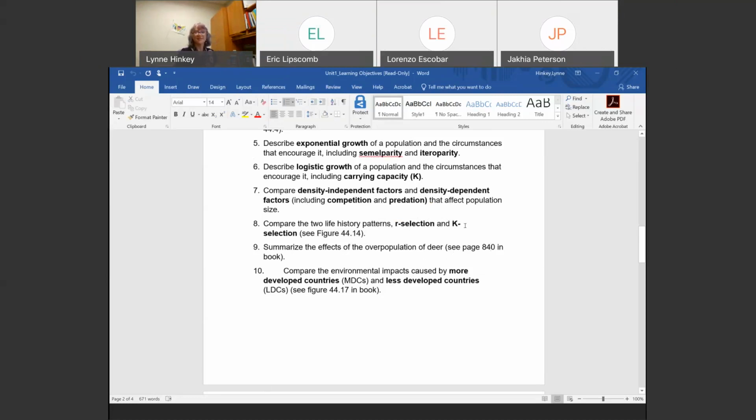K strategists here, we're looking at equilibrium species. That K is for carrying capacity. The population is going to try to maintain itself at a nice level where we've got what we need, not too much. They tend to be larger individuals with a lot of parental care, longer gestation periods, and longer lifespans, and these are more adapted to a stable environment.